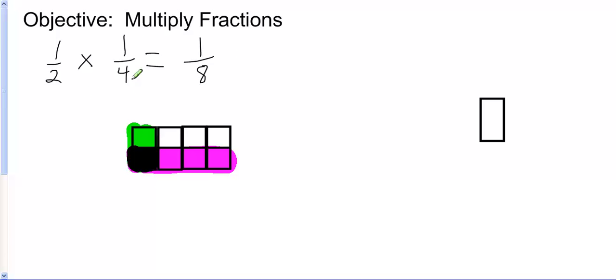There we go. So when I look at this, 1/2 of 1/4 is actually this section over here that got covered in black. That's only 1/8. Look at all the parts. 1, 2, 3, 4, 5, 6, 7, 8. How many have two colors? Only that one box. That's why it's 1/8. So when we multiply fractions, our product usually becomes smaller. Let's try another one.